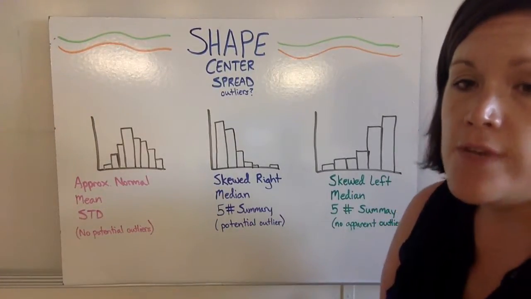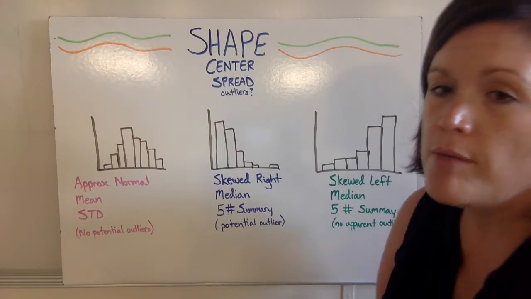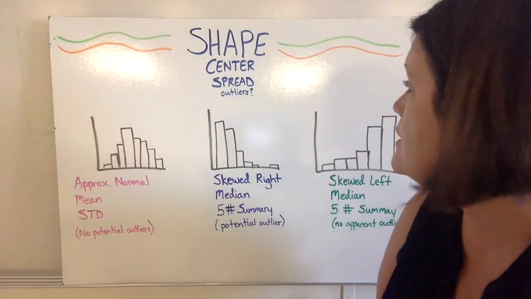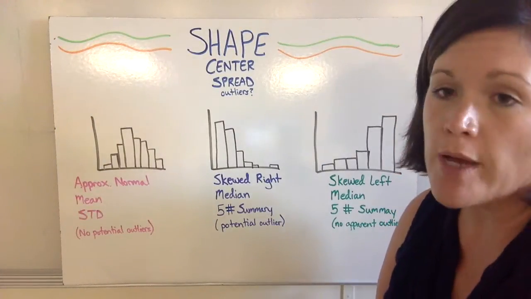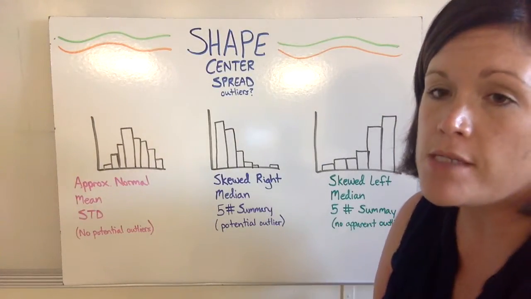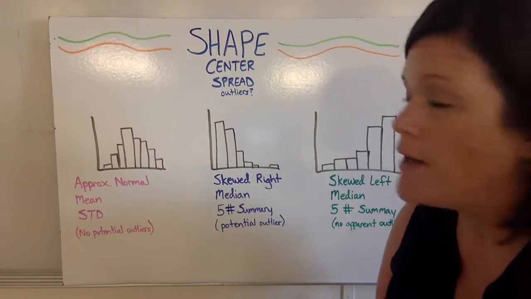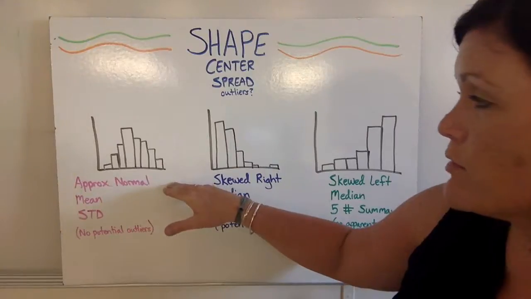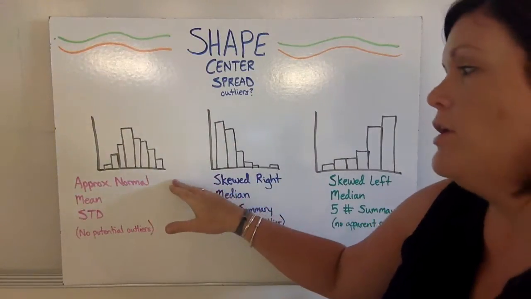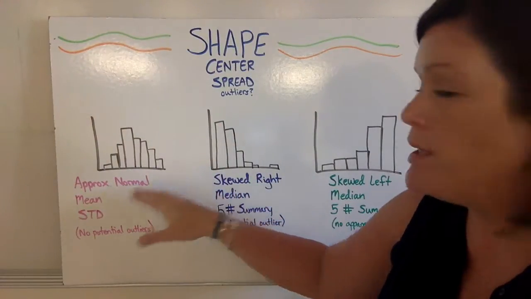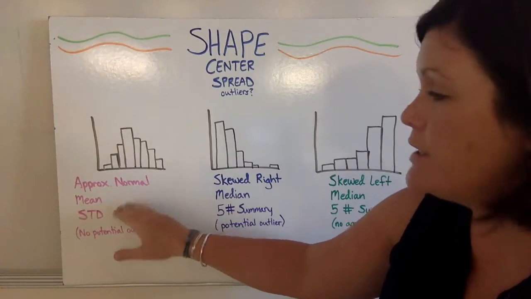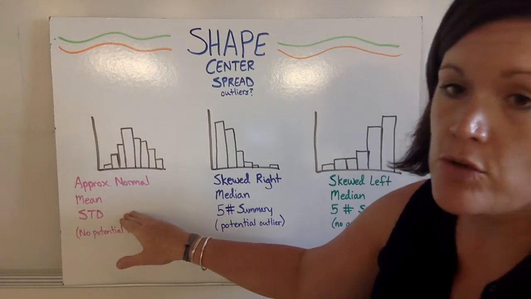All right, so in this video, I just want to emphasize one major point that we've talked about in class. When we talk about shape, center, spread, and outliers, there's a couple things to keep in mind when you look at a graph or a histogram or a box plot. If it is approximately normal, like my little example here, then you automatically want to go with a mean to describe your center and standard deviation to discuss your spread.